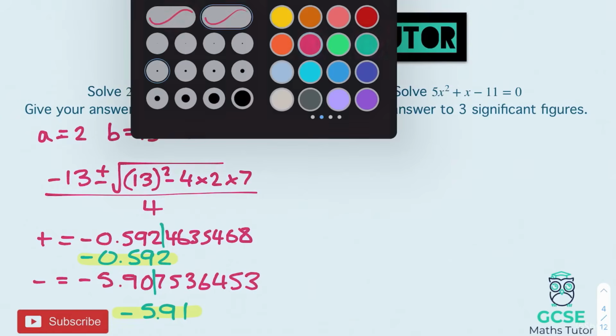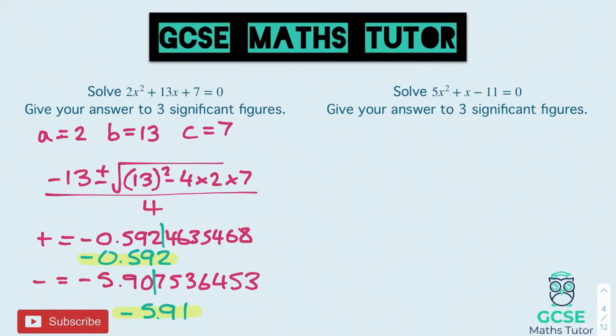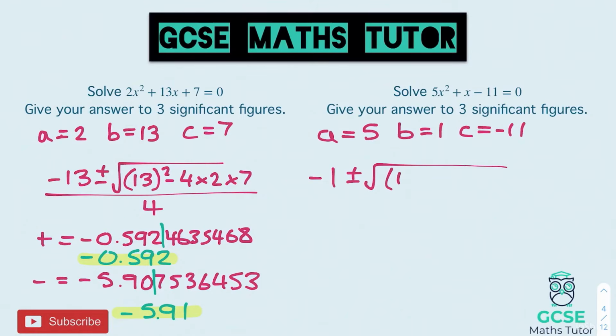Let's have a look at our next one here where we have a negative C value. So A this time is 5. B, we don't have a number in front of X, so B equals 1. And C equals negative 11. And again, let's plug that into our formula. So we have minus B, so minus 1, plus and minus the square root of 1 squared, minus 4 times A, which is 5, times C, which is the negative 11. And let's put that all over 2A, which is 2 times 5, 10.